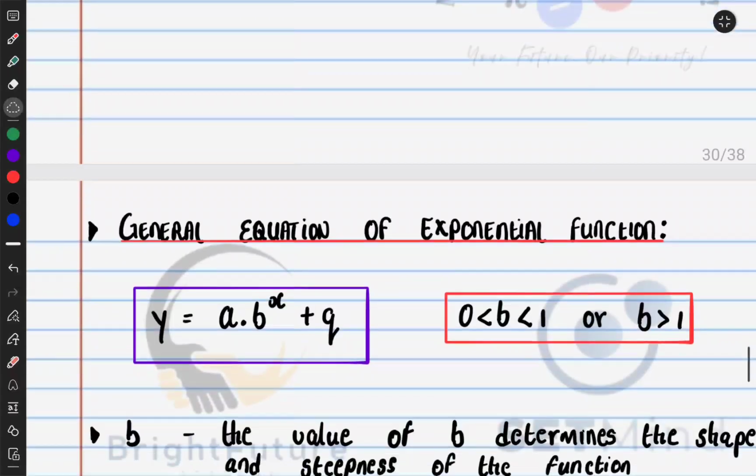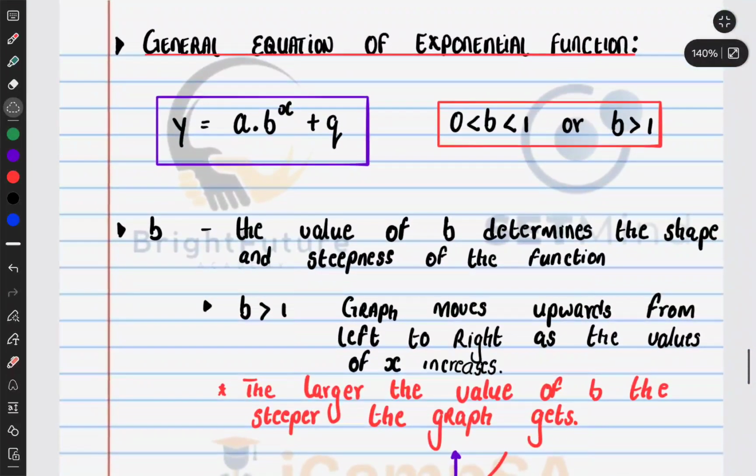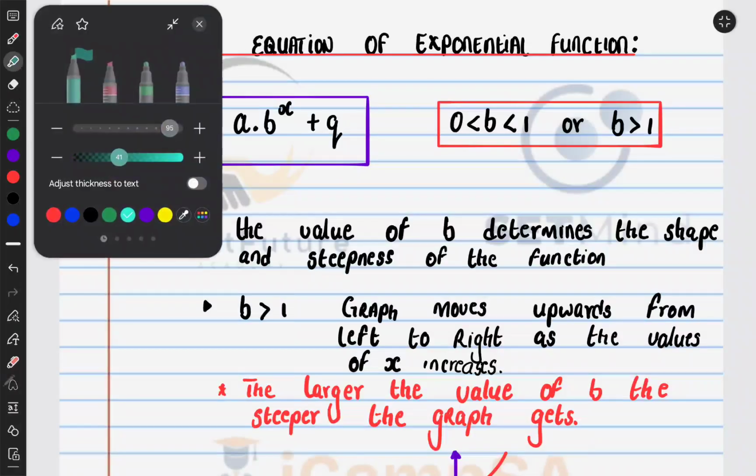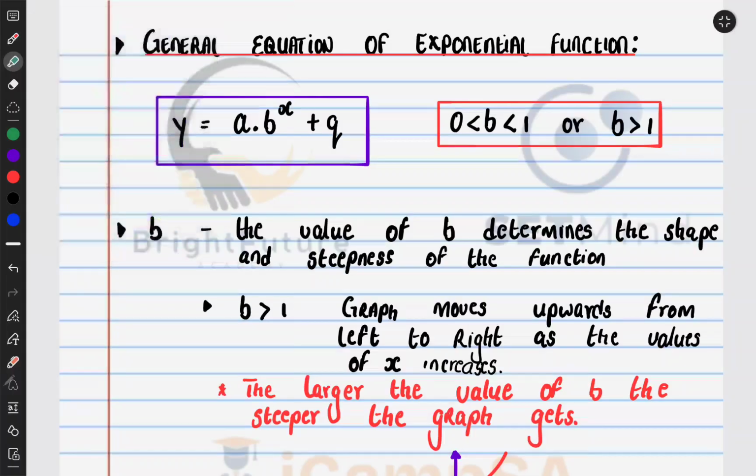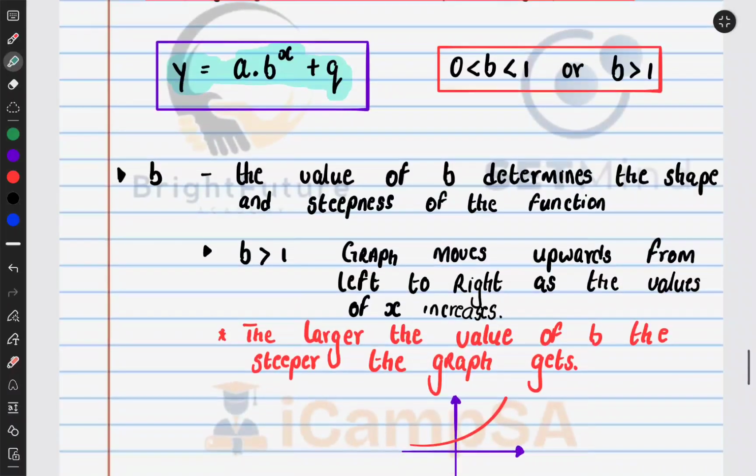Okay, now let's go ahead and look at the general equation of the function. Once again, we have two general equations of exponential functions. The first one is y is equal to a multiplied by b to the power of x plus q. I was focusing on the restrictions there, on the values of b.